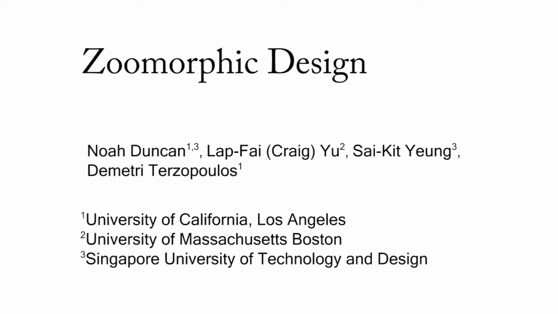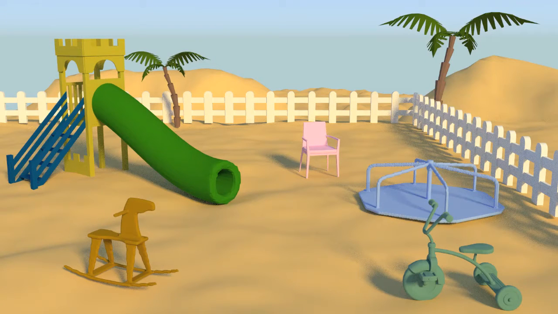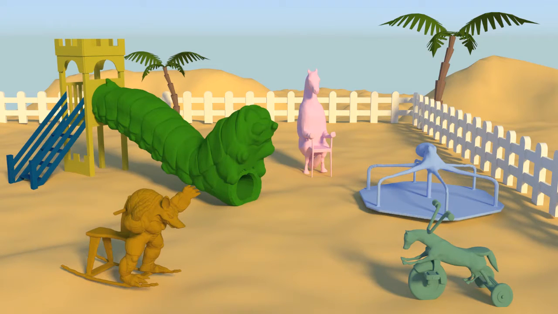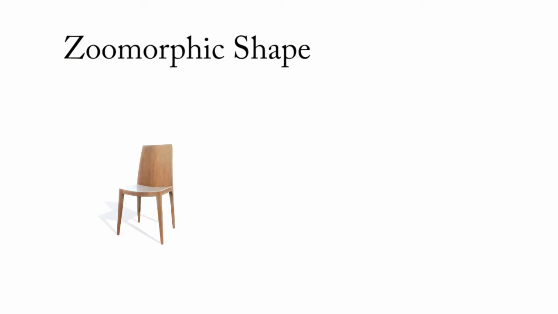In this work, we present a computational approach for creating zoomorphic shapes. Our approach can turn this ordinary playground into an exciting zoomorphic playground. Zoomorphic shapes are man-made shapes that possess the form or appearance of an animal.